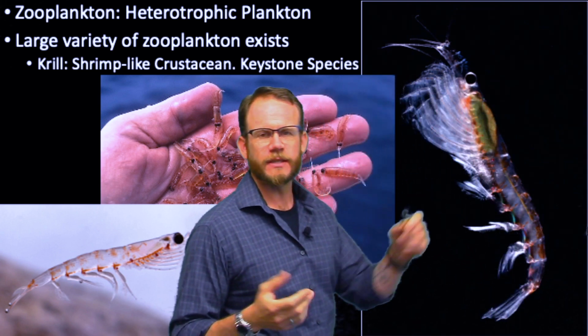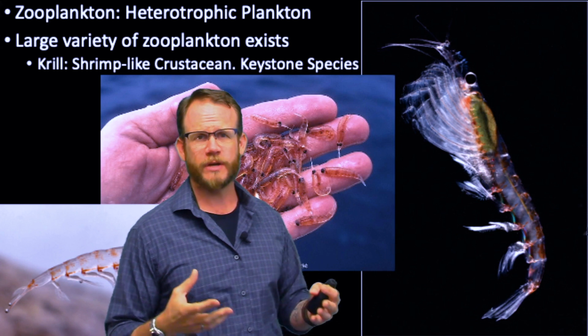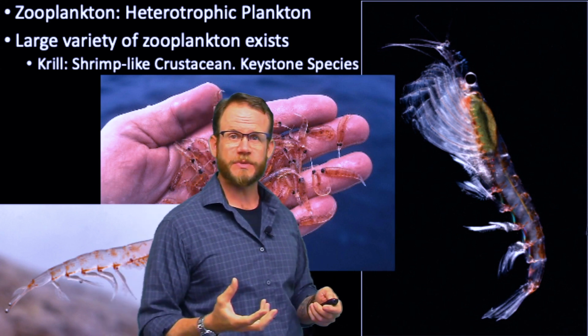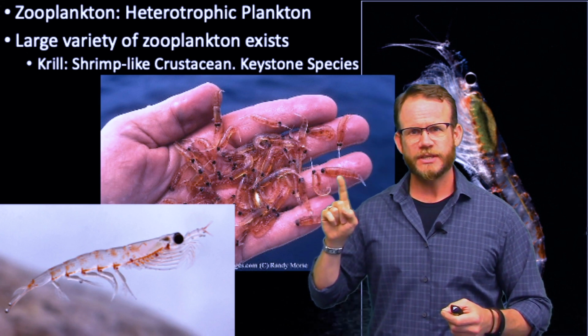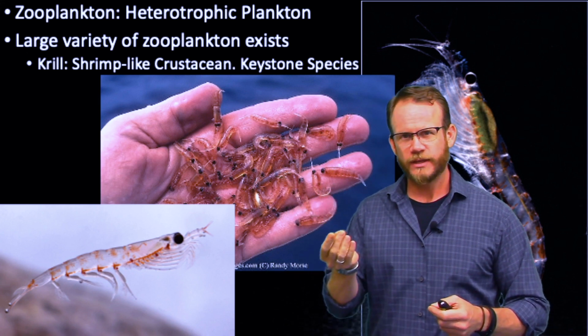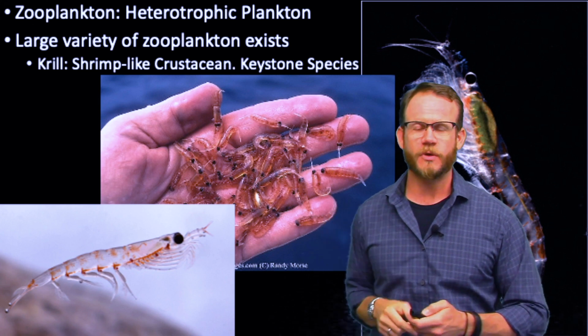All right, next we have krill. And you guys may have heard of these. They look like really tiny shrimp. And these are incredibly important because they're a keystone species. This is one of the smallest crustaceans in the world, right? You can see here on a hand, you can fit a lot of them. They're teeny tiny crustaceans. I mean, you can still see them, but they're really small.